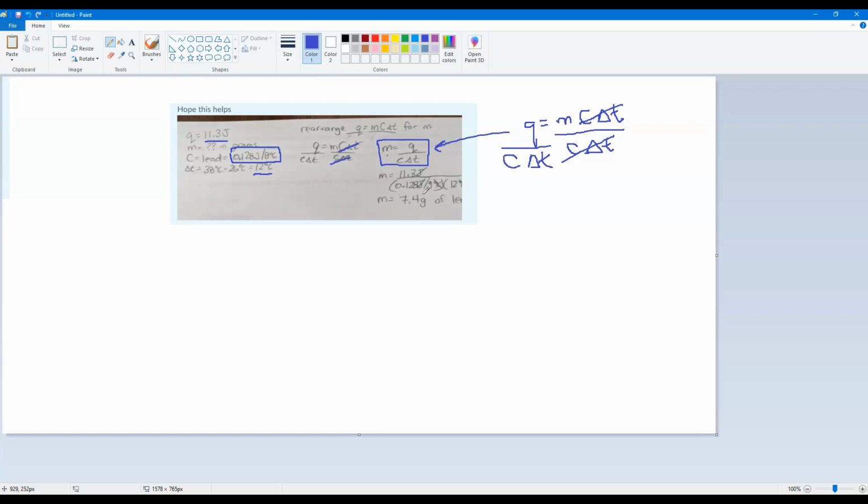Now it's as easy as putting in your numbers. So we have Q, our heat, 11.3 joules, so that goes up here. This looks like an 8, but actually it's a joule that was canceled out in the problem. And then we have heat capacity times our change in temperature, 0.128 times 12 degrees. Then you just have to do the multiplication here and use that to divide 11.3 joules, and the answer in mass for that piece of lead is 7.4 grams of lead.